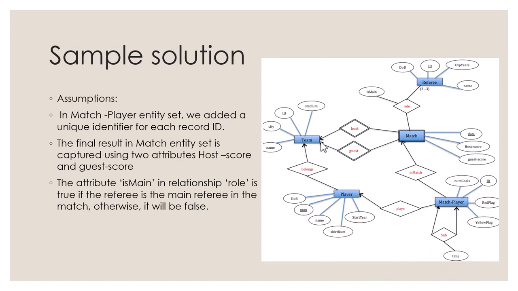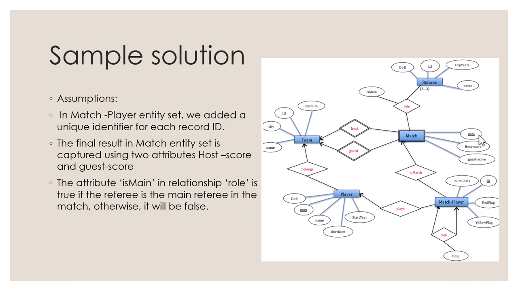Team has the team ID. It's underlined because that's unique. Then the name of the team. This is not a key because more than one team could have the same name, possibly. And then we have the city and the stadium. Here we have player, where player number is going to be the key, and the name of the player. You could have more than one player with the same name, so that's not a key. Their date of birth, their shirt number or jersey number, and the year that they started playing.